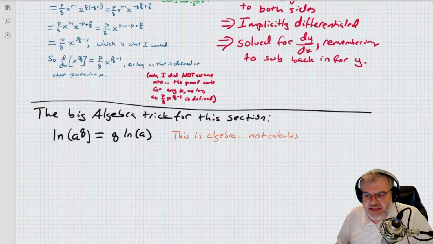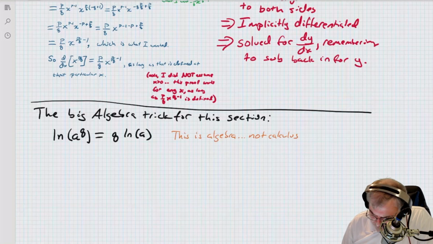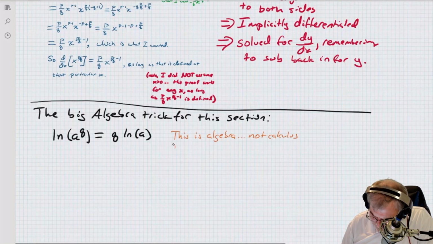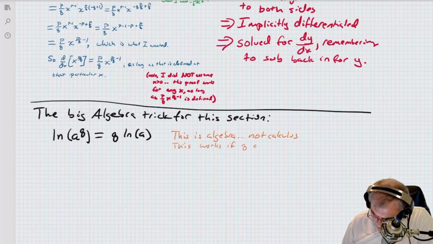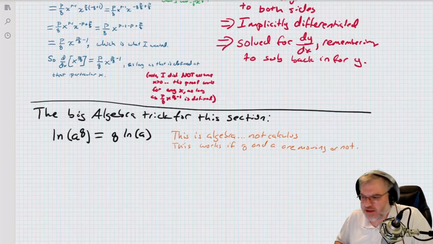So calculus cares about what moves, but algebra doesn't. Algebra is algebra. It works. So this is true. So this works if Q and A are moving or not. It doesn't care whether or not the A and the Q move with X, because the rules do.